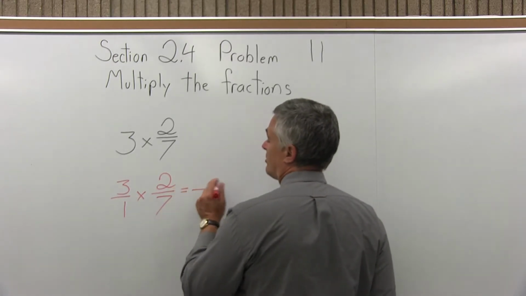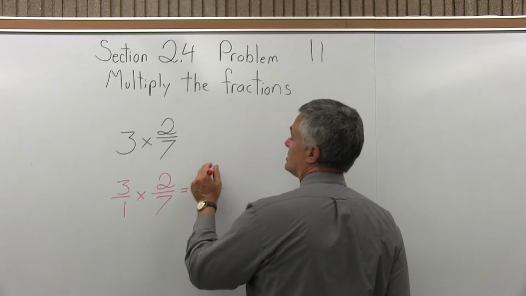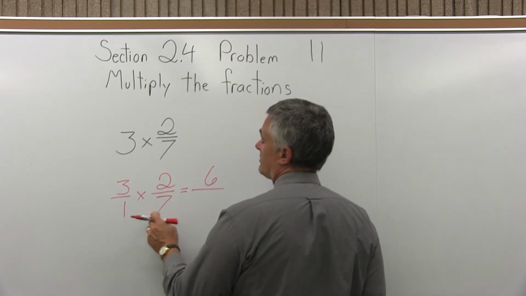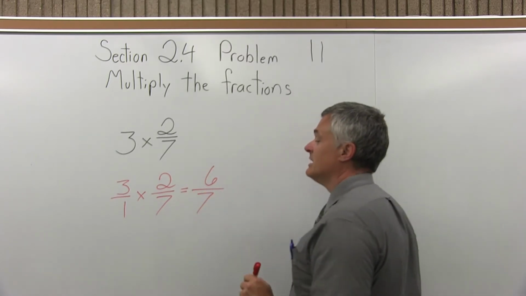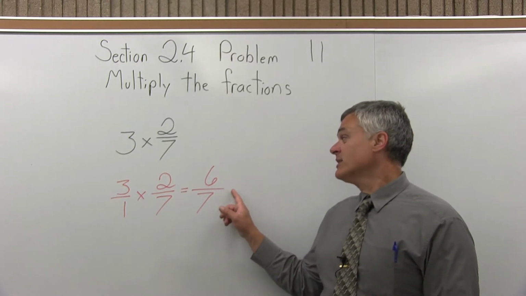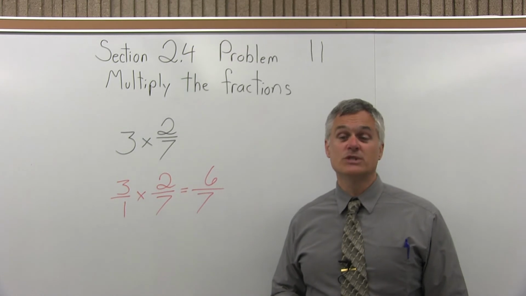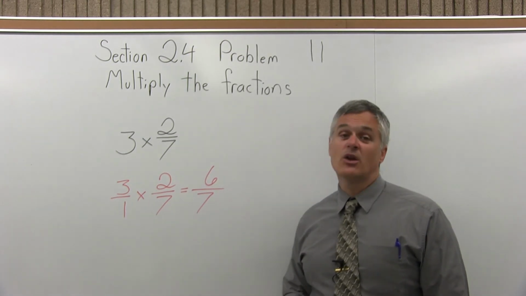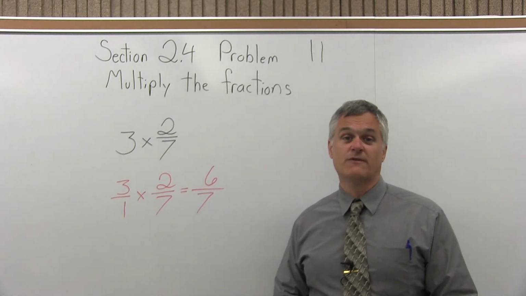So top times top, or numerator times numerator, is 3 times 2, which is 6. And then bottom times bottom, 1 times 7, is 7. And the answer is 6 over 7. And again, you want to check to see if that can be reduced, and the answer is it cannot be reduced. So 6 over 7 is the final answer.